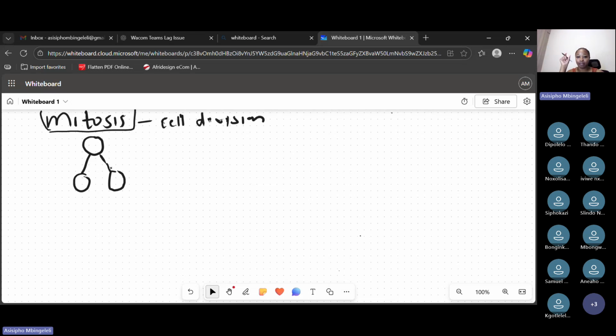That word is important. These two cells are going to be identical to each other, meaning they are going to be the same. So at the end of mitosis, we form two cells, and these cells are identical to each other and to the parent cell. They are identical.